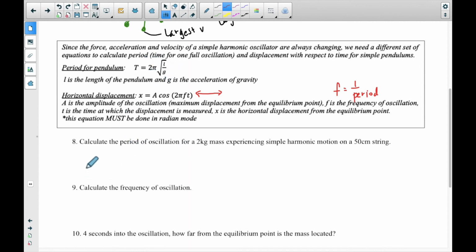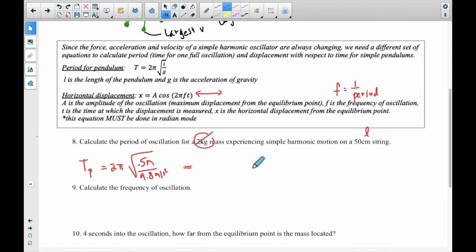The period of oscillation is going to be T. I'll use a sub P for pendulum because that's the formula we're looking at, 2 pi times the square root of, okay, mass. We learned in our lab that we don't care about the mass. It plays no role here. What we do know is that this is our length, so that is 0.5 meters, and our gravity is 9.8 meters per second squared. So now we can do this calculation.